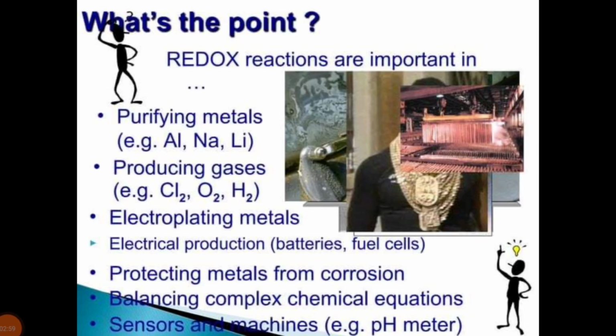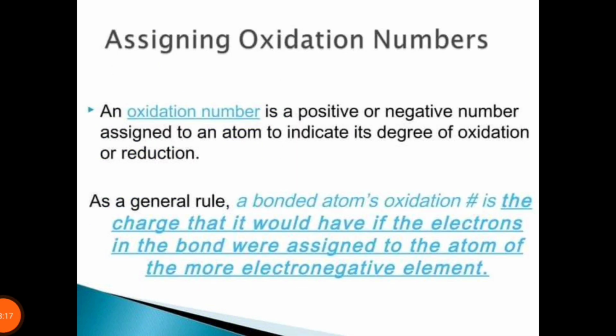Redox reactions are important for purifying metals, producing gases, electroplating metals, electrical production, batteries, fuel cells, protecting metals from corrosion, balancing complex chemical equations, and sensors and machines like the pH meter.